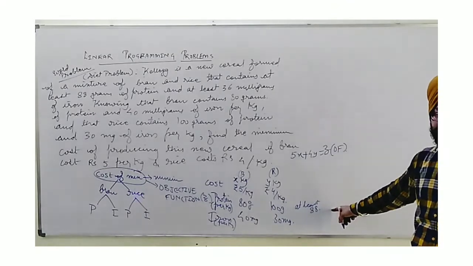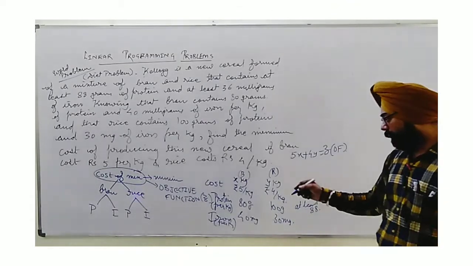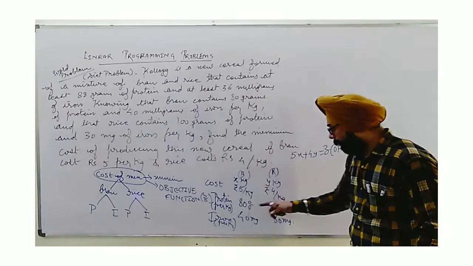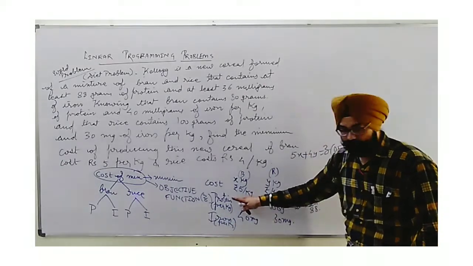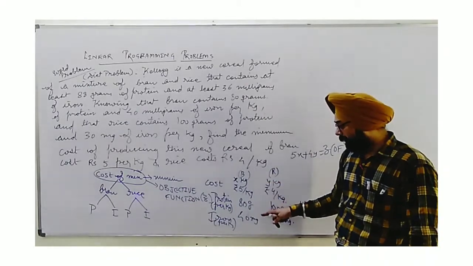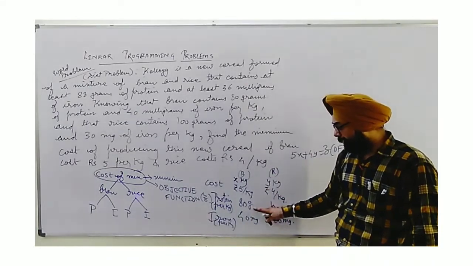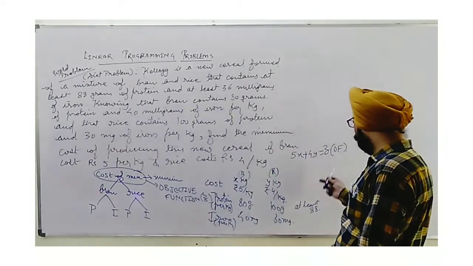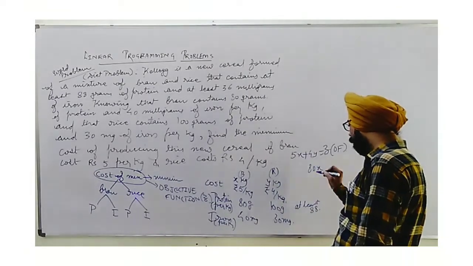At least 88 means kam se kam. Okay, so what do we have to write? Think of it. Per kilogram, 80 grams is the quantity of protein. We have considered x kilogram of bran. So in 1 kilogram there is 80 gram, so for x kilogram the quantity of protein will become 80x.